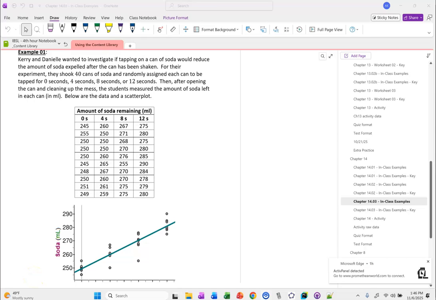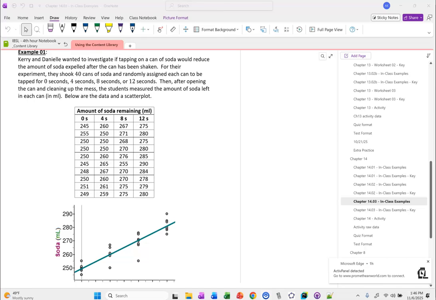Chapter 14 test is next class. Today I want to do the 14.3 in-class examples. And then I have some practice problems because you guys stink at it. So I have some practice problems for you to get less stinky on.